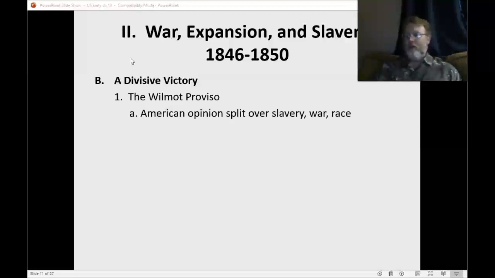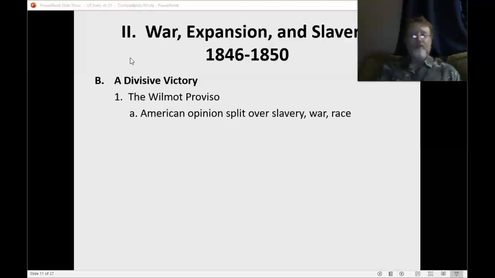Interesting how it all goes. So, in response to this, David Wilmot proposes that slavery be prohibited in the new territories. That's the Wilmot Proviso. We're going to add all this new land, but we are not going to add slavery to it. Many people supported it. Many people thought it was the right answer. In an unjust war, the only good that's going to come out of it is we're going to add new free states. Well, the Wilmot Proviso is rejected. Congress does not vote positively. It's rejected.